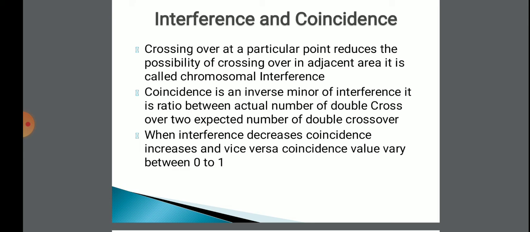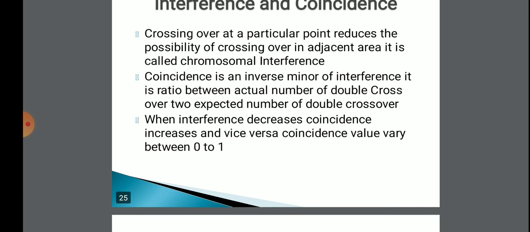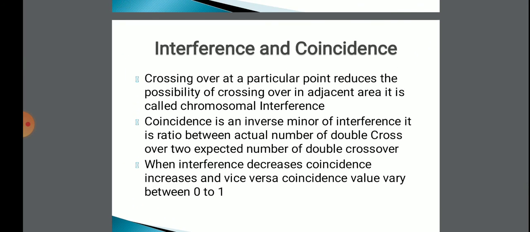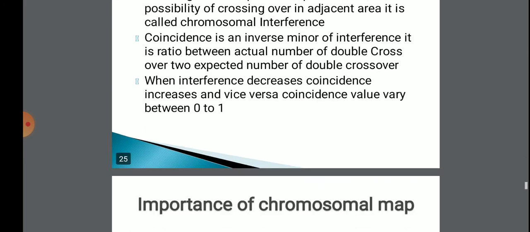Now coincidence is the second term. Coincidence is actually opposite to interference. Coincidence means the actual number of double crossing overs upon the expected number of double crossing overs. As we know, interference and coincidence are opposite to each other. If interference increases, coincidence decreases, and if coincidence increases, interference decreases. The value of coincidence varies between 0 and 1.